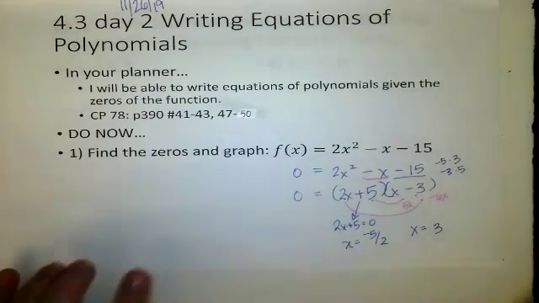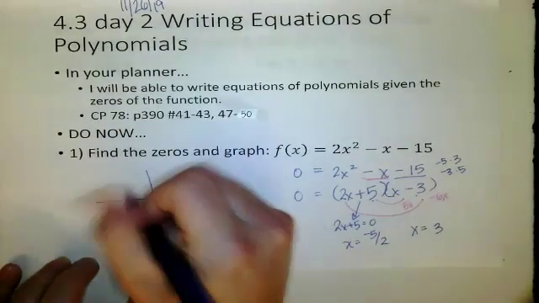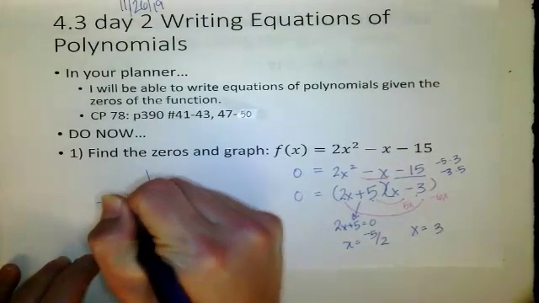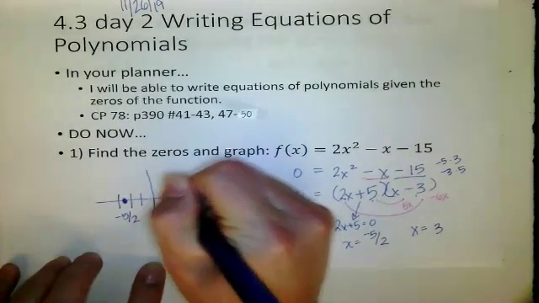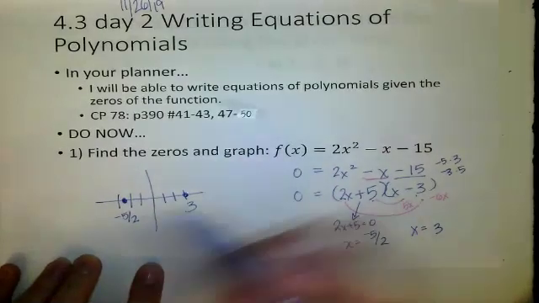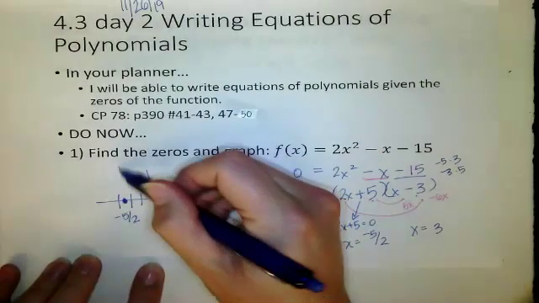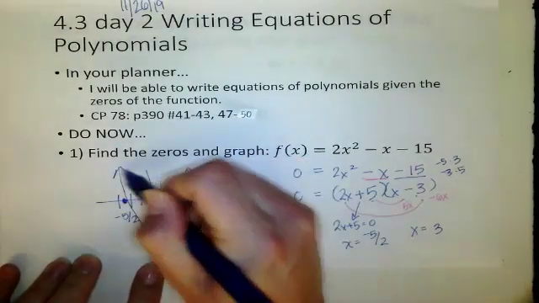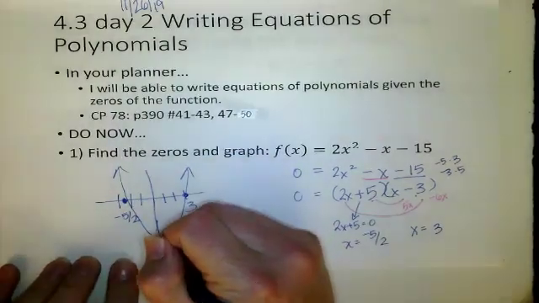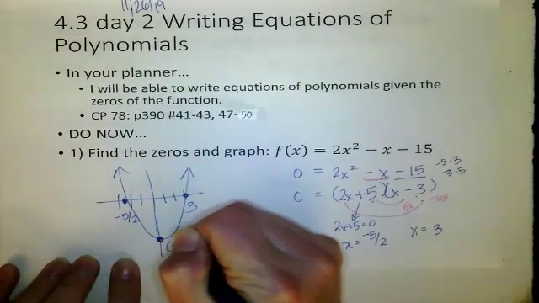Okay. So to graph that, I can just go 1, 2, 3. Here's negative 5 over 2. And 1, 2, 3. Is it an up or down parabola? Up parabola. Yeah. What's the y-intercept? Negative 15. Very good. 0, negative 15.